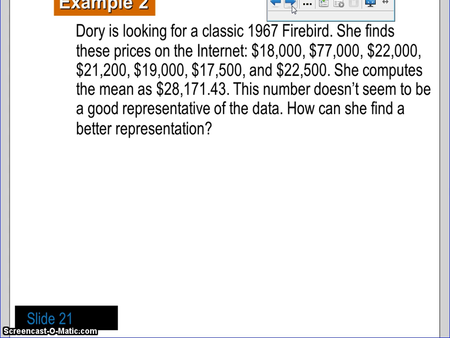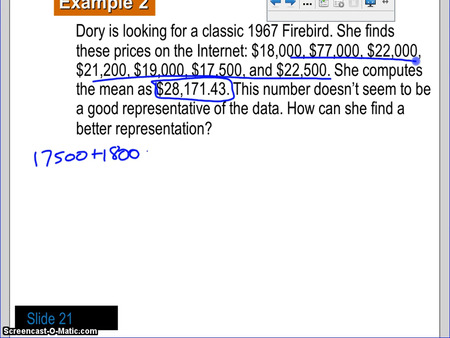All right, example 2. Dory is looking for a 1967 classic Firebird. She finds these prices on the internet, and she computes the mean to be $28,171.40. This number doesn't seem to be a good representation of the data. How can she find a better representation? So what she's saying is, if we break this down, let's list these in order. I've got 17,500, 18,000, 19,000, 21,200, 22,000.